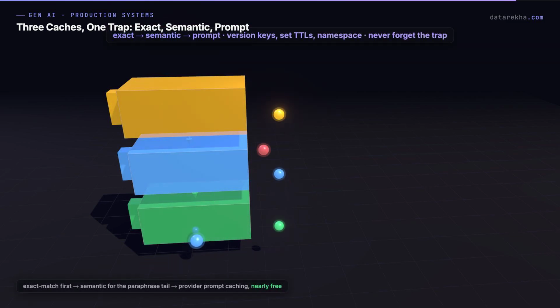So the playbook. Exact match first, then semantic for the paraphrase tail, then provider prompt caching, nearly free. Version your keys, set your TTLs, namespace by user. And never forget the one trap that turns a cache into a liability.